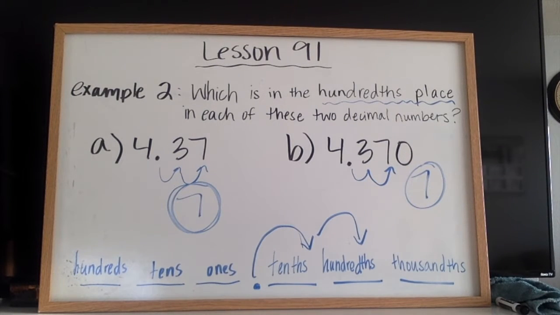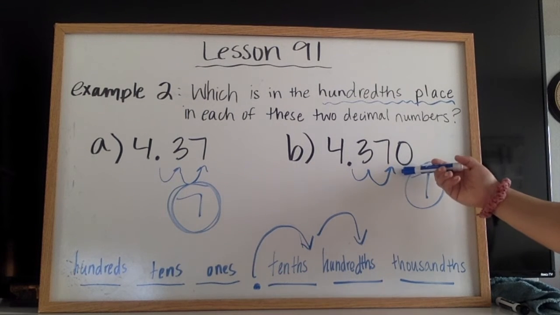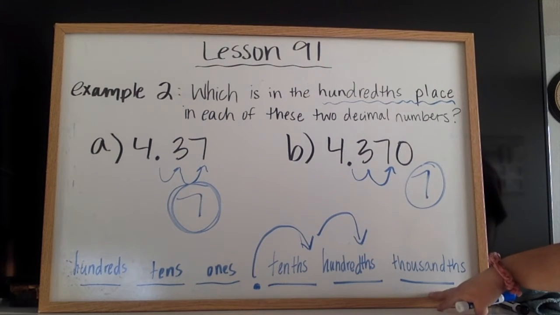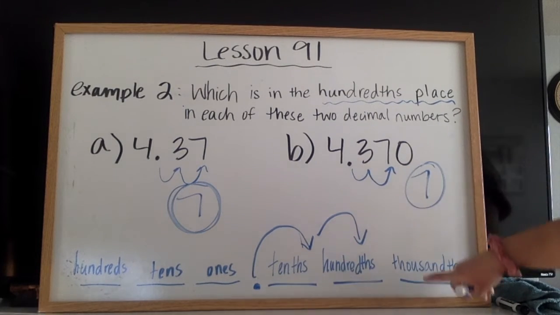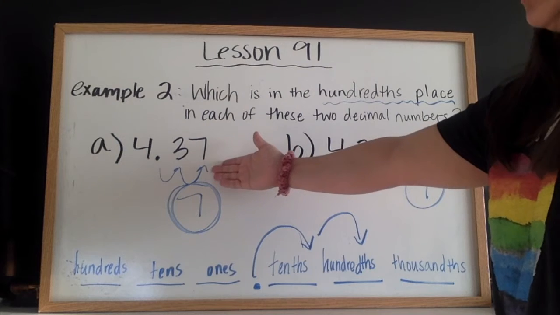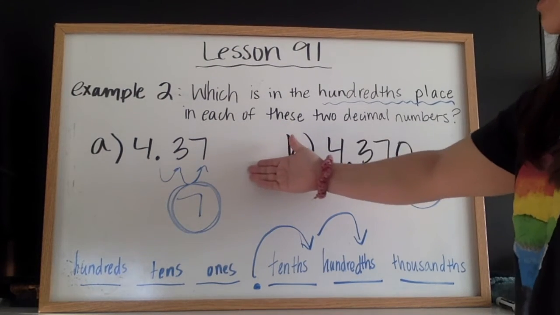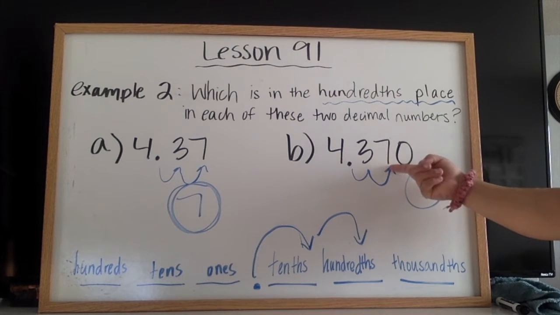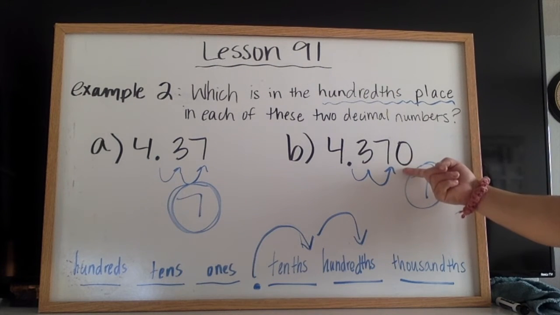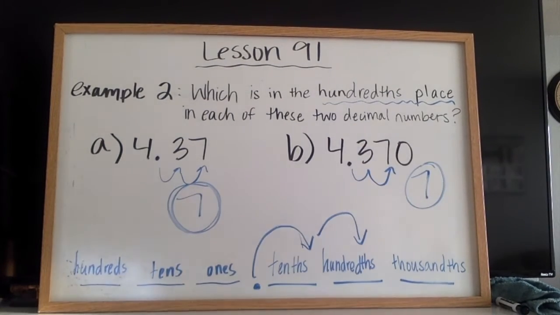The only thing different here is that in letter B, they put a 0 afterwards in the thousandths place. That just means that there's nothing in the thousandths place, which is the same as this on letter A. There's nothing past the hundredths place here, and there's nothing past the hundredths place here. They just put a 0 here. So A and B are actually the same exact number.